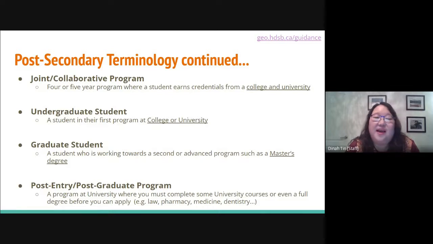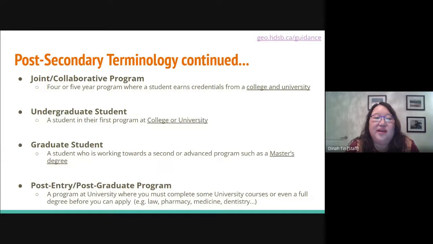An undergraduate student is a student in their first program at college or university, usually called an undergrad. A graduate student is for those students who love to learn and research, and they're working towards a second or advanced program, such as a master's degree or a PhD.